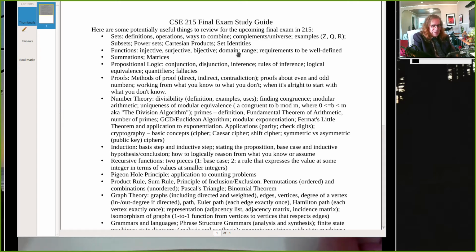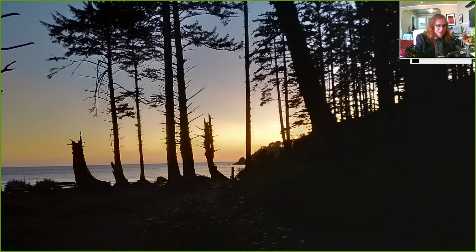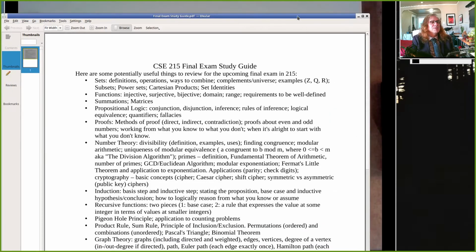Okay, started with set theory, right? And you'll probably see a set theory question on there because it's easy points, right? So what is a set? It's a collection of things. Operations on sets, ways to combine sets. So unions, intersections. Make sure you understand subtraction, right? So let me move this over.